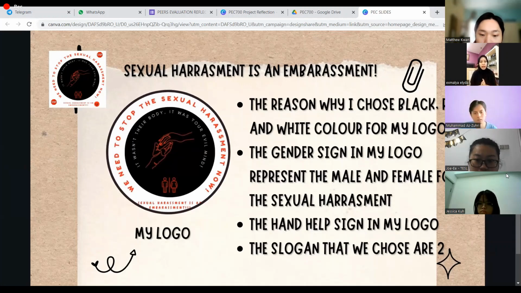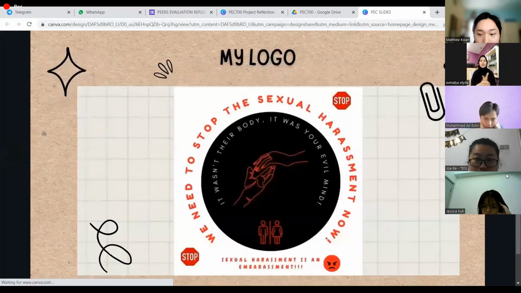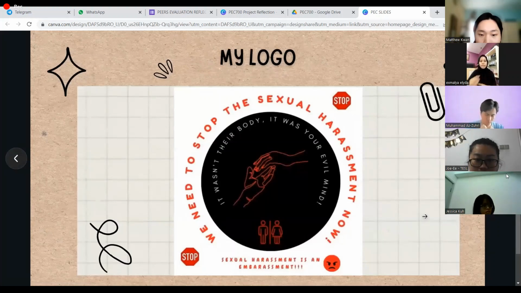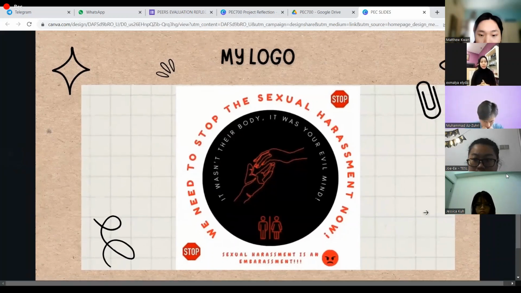And then the helping hand sign in my logo also represents justice, to help other people who face sexual harassment. Lastly, the slogan that we chose is "Sexual harassment is an embarrassment." So that is my first part. Now I'm going to show you my logo clearly. So this is the logo that I created using Canva.